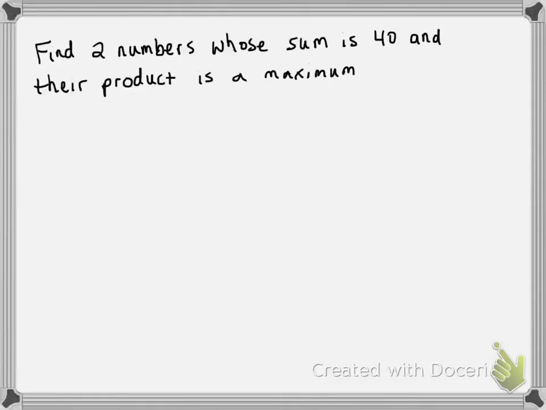All right, so this is going to be the first optimization problem that we're going to work on. Basically, this is very basic. It's just wanting us to find a couple numbers. So we'll find two numbers whose sum is 40, and then their product is going to be a maximum.